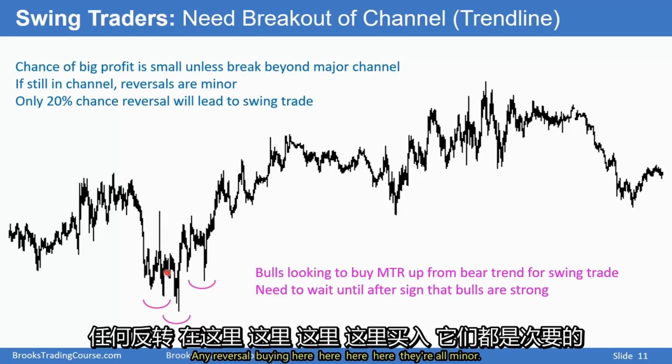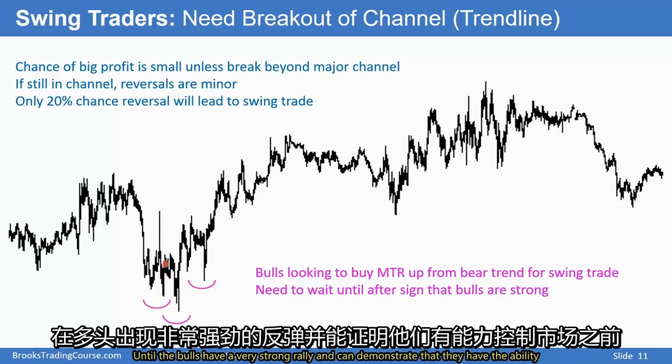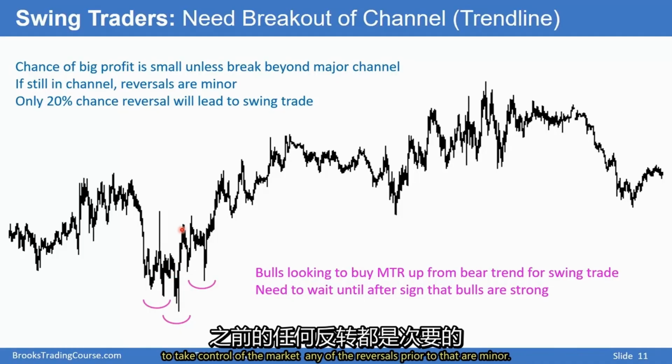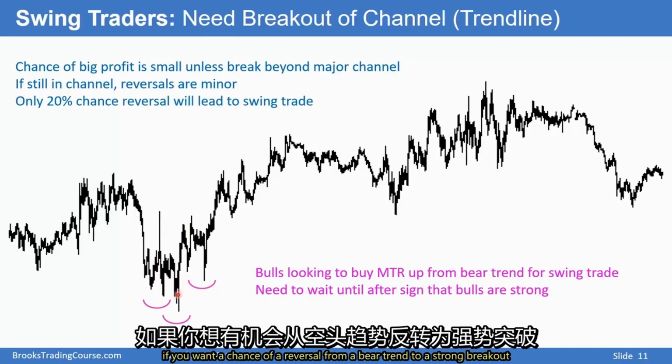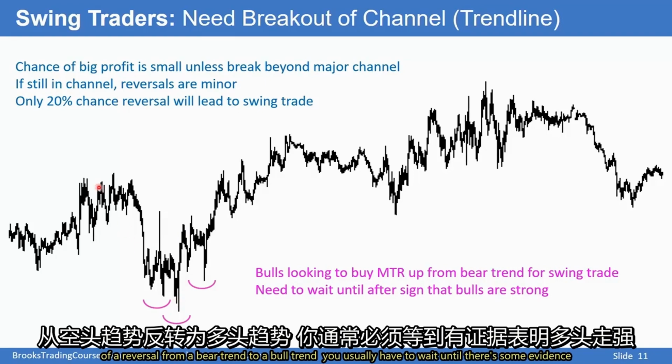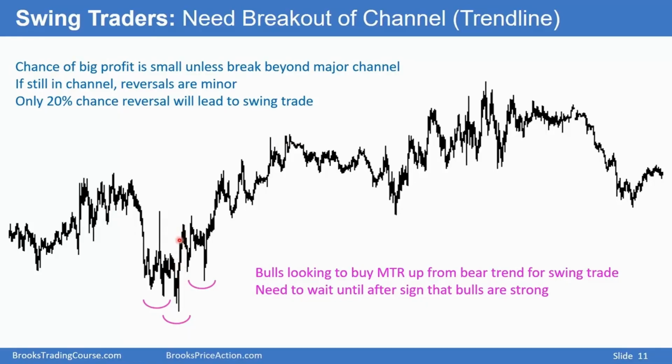We have a bear trend, a pretty good rally, and then another strong breakout. Any reversal, buying here, here, here, here, they're all minor until the bulls have a very strong rally and can demonstrate that they have the ability to take control of the market. Any of the reversals prior to that are minor. If you're looking to buy a major reversal, if you want a chance of a reversal from a bear trend to a bull trend, you usually have to wait until there's some evidence that the bulls are strong.